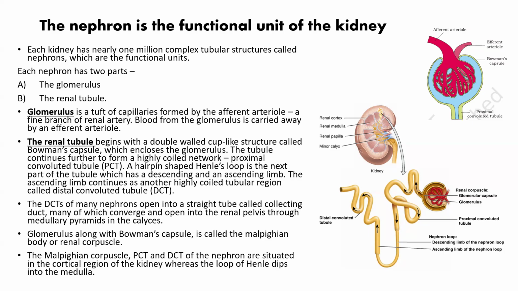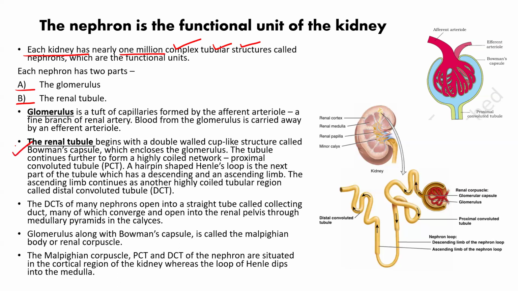In this video, we are going to study about nephron. Now, what is a nephron? Nephron is a functional unit of kidney. Each kidney has nearly 1 million nephrons, and nephrons are complex tubular structures. Each nephron has two parts: one is glomerulus, another is renal tubule.